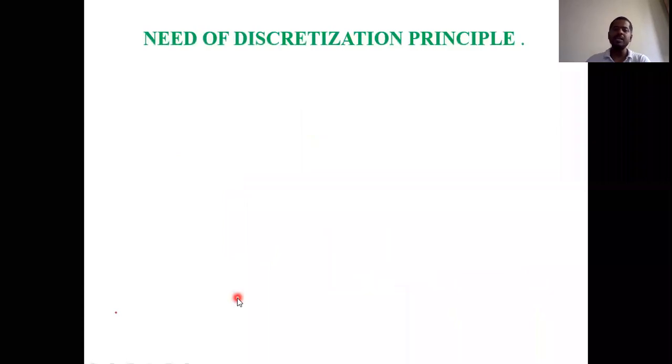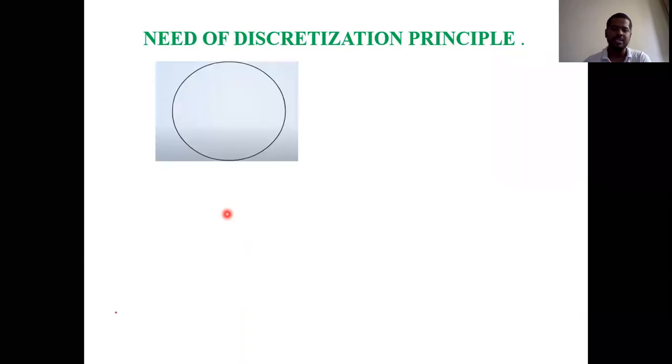Once it is completed, we can go for the need of the discretization principle. I already explained in the previous class why we need to consider the discretization principle. For example, let me take a small example. I am taking a circle here. If I ask you to find out the length of the circle, or the perimeter of the circle.